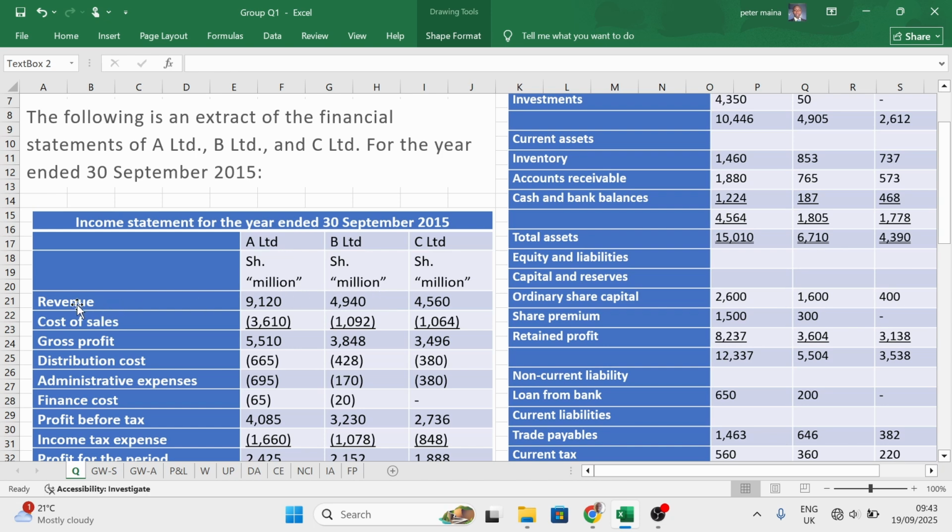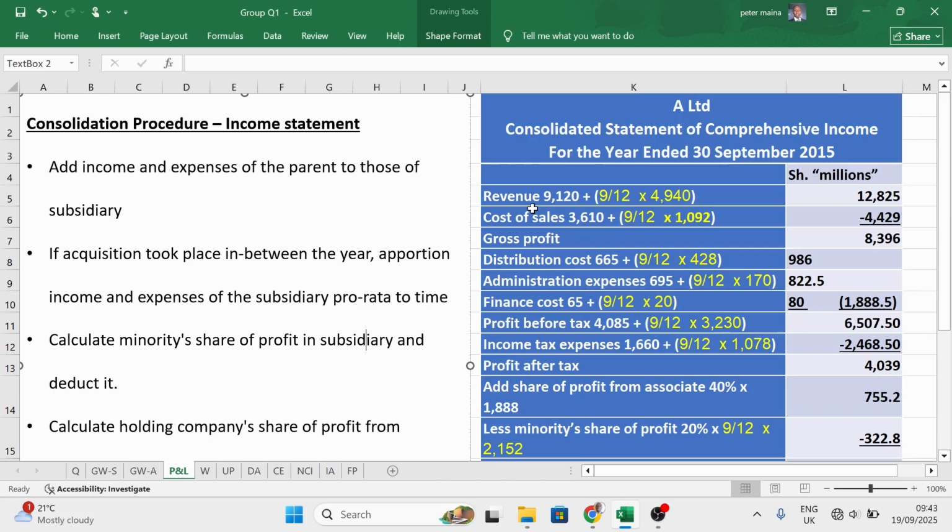For example, when it comes to revenue, you're going to take the revenue of the parent, 9120. You add to the revenue of the subsidiary, 4940 multiplied by 9/12. So that is what we have done here. Revenue of the parent, 9120. We add 9/12 of revenue of the subsidiary, and that is how we get the total amount there. We do the same for cost of sales. We do the same for all the other expenses.